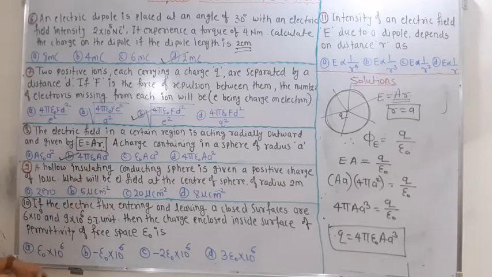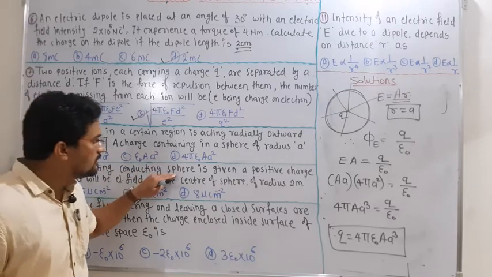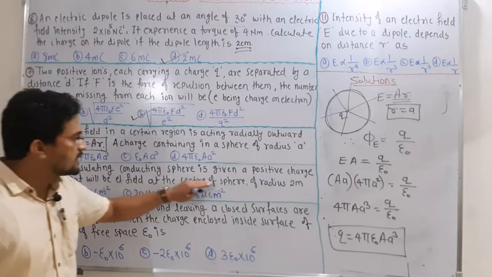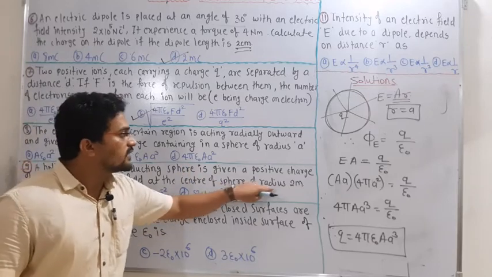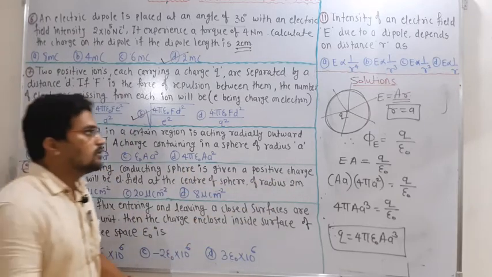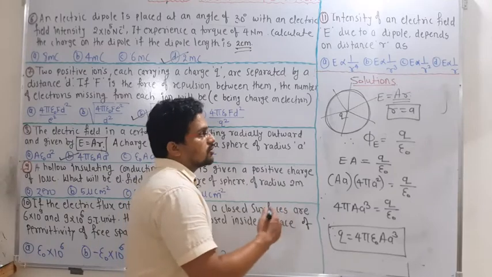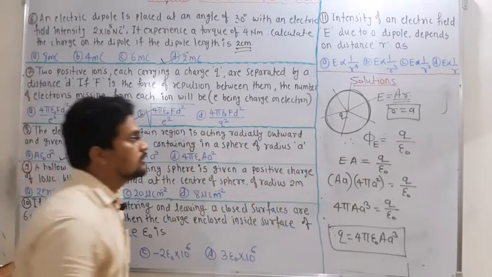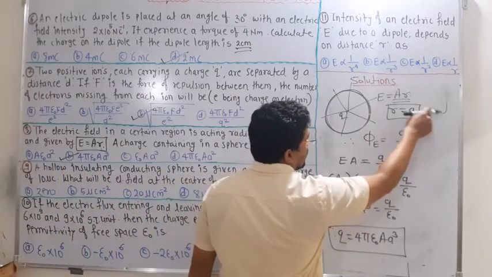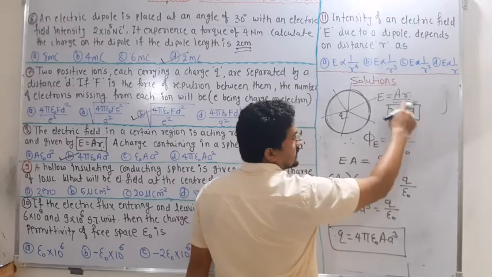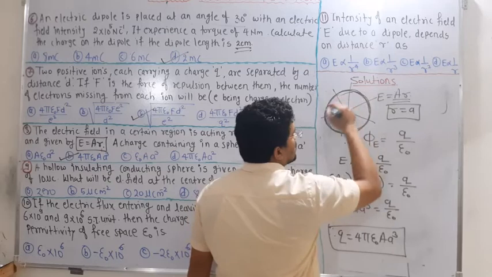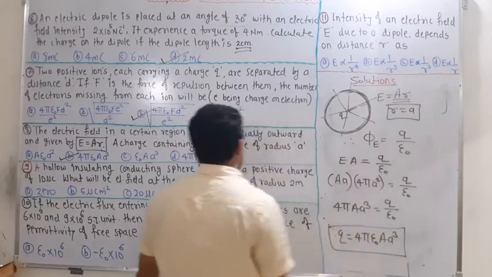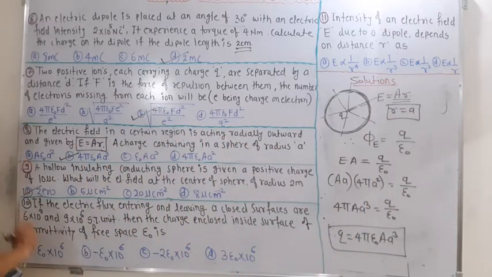A hollow insulated conducting sphere is given a positive charge of 10 microcoulomb. What will be the electric field at the center of the sphere, that means inside of the sphere of radius 2 meter? Okay, so Gauss law application, third application, that is spherical shell. So electric field inside, on the sphere and outside of the sphere. On the sphere and outside of the sphere there is electric field, but electric field inside the sphere, no matter what is the radius, no matter what is the charge, electric field inside the sphere at any point will be 0 itself. Okay, it is proven. So option A is correct.